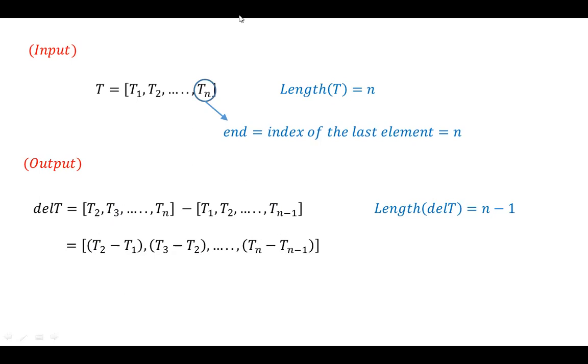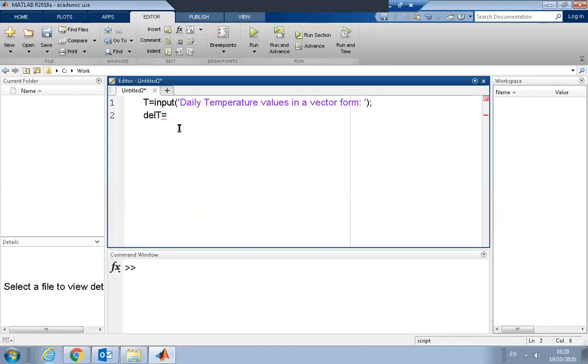So to write this in MATLAB, we can say delta T equal to the vector T, but not all the elements of vector T. So I will select specific elements. The elements we want to use here are the elements starting from 2 till end, the last element of T, minus the vector T, but again, not all the elements. It will be the elements starting from 1 to the element n minus 1.